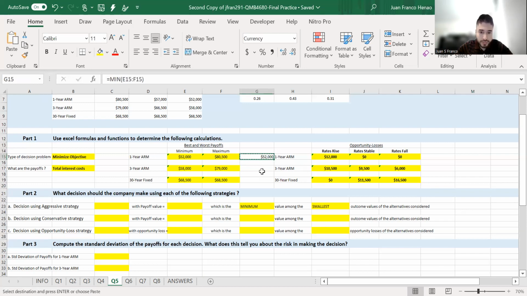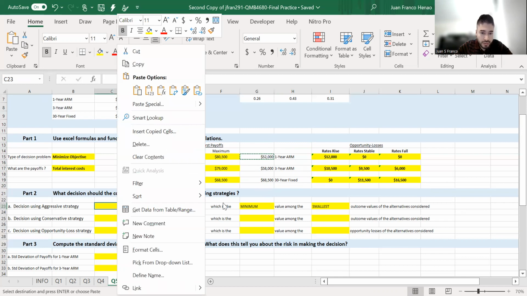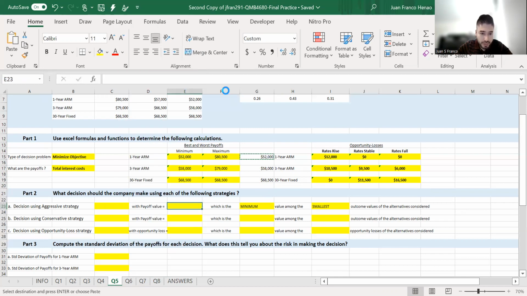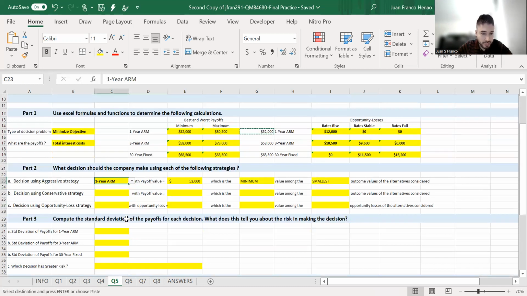We can copy the formula and paste it here and here. From this, we need to identify which is the minimum value. In this case, it is the 52,000. I'm gonna copy and paste values, and this corresponds to the 1-year ARM. So I just put it here.